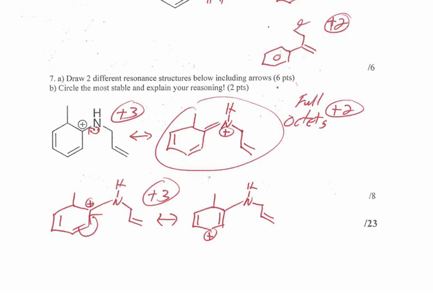All right, resonance. Draw two different resonance structures below, including arrows. Circle the most stable and explain your reasoning.